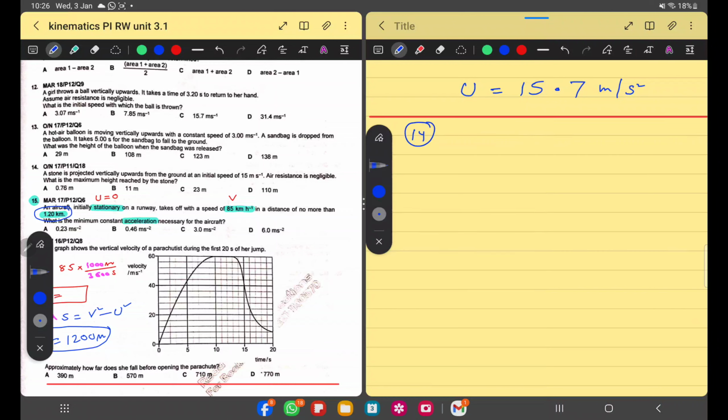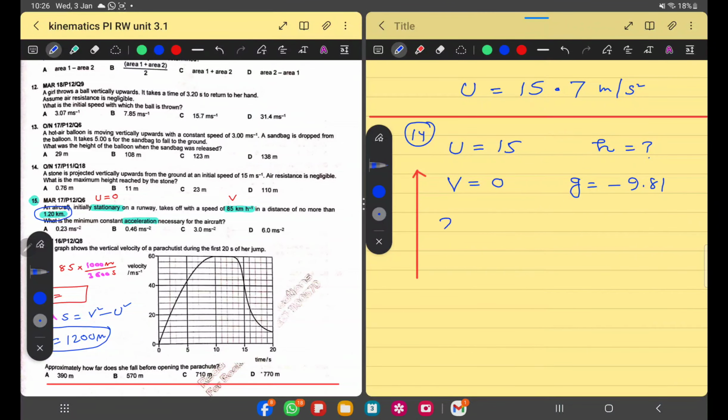In question number 14, a stone is projected vertically upward. Its initial velocity is 15 meter per second. What is its maximum height? You have to calculate its maximum height. And you know that if an object is thrown vertically upward, then obviously final velocity will be 0. Acceleration will be minus 9.81.